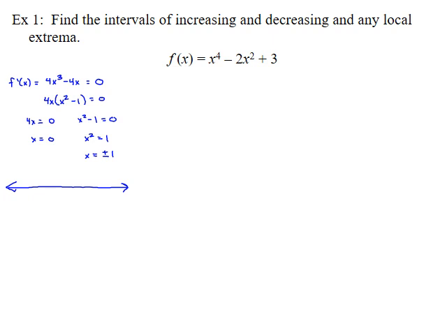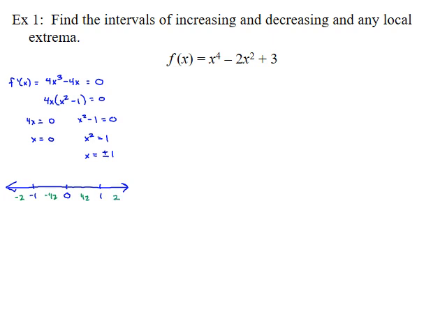So I'm going to draw a number line, and I'm going to plot all of my critical numbers in order. So -1, 0, and 1. And I'm going to pick numbers inside of each interval. So a number less than -1, I'm going to pick -2. Between -1 and 0, how about negative 1/2? And then I'll mirror this on the other side. 1/2 and 2.